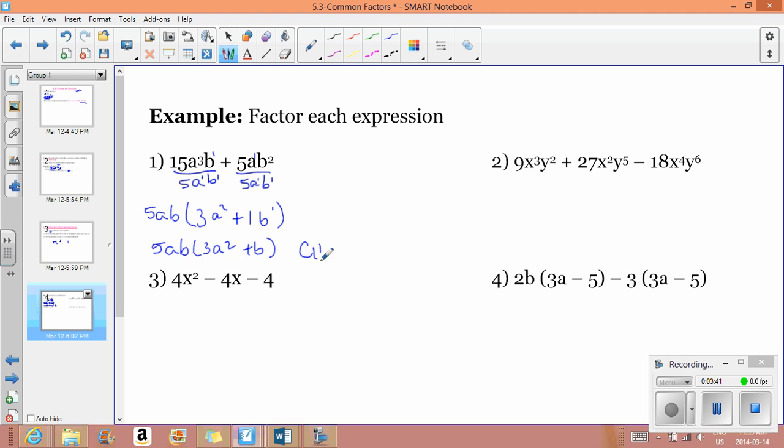Now how can you check this? Well, we've had lots of practice at expanding. Go back and expand it. Make sure that you get back to that first thing that you started with. All right, here's another one.